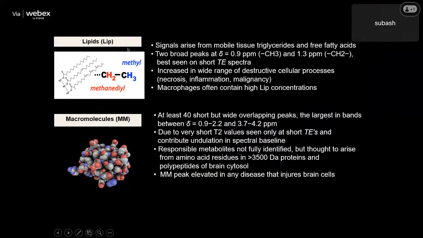Then there are lipid peaks, which are from 0.9 ppm to 1.3 ppm, and they also play a very important role in disease diagnosis. They are usually increased in a wide range of destructive cellular processes: necrosis, inflammation, malignancy, and macrophages often have high lipid concentrations. And then there are macromolecules, which also can be visualized using in vivo spectroscopy.